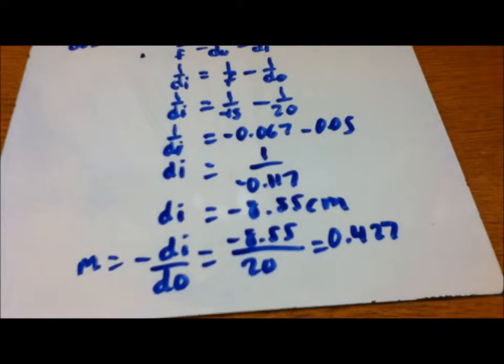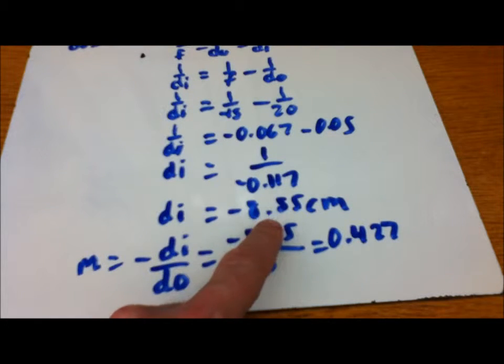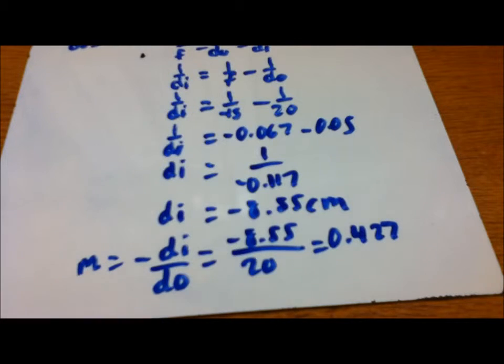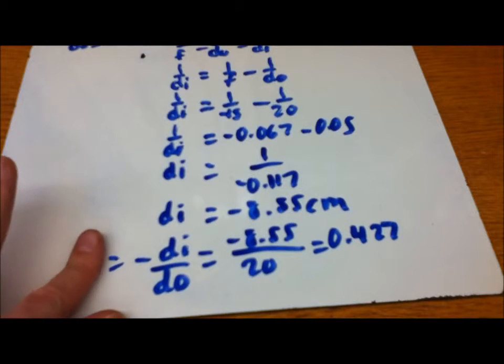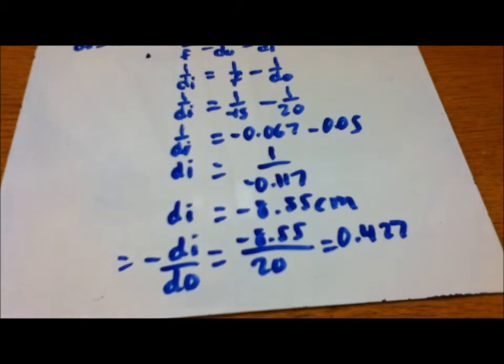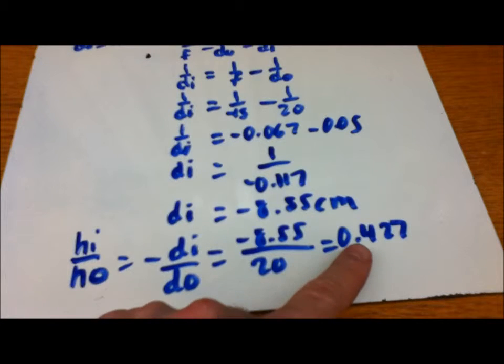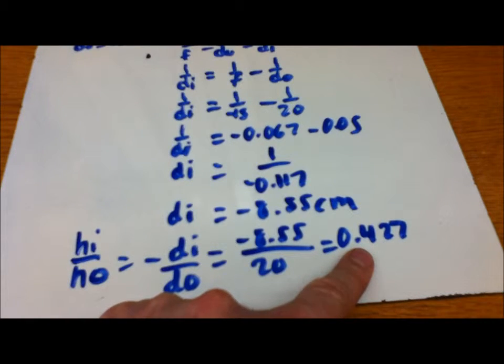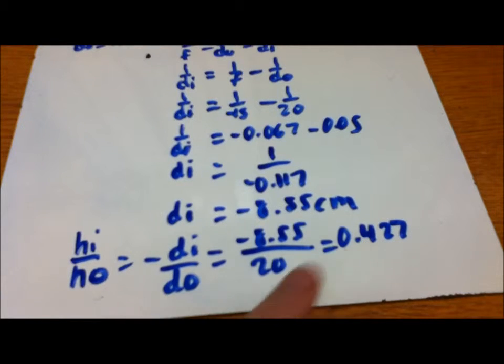Question B asks, is the image real or virtual? Well, it's virtual because our answer here, di, is a negative value. Is it upright or inverted? Well, let's back up a little bit. Remember that in our magnification equation, hi over ho equals minus di over do. And that means hi over ho gives us a positive 0.427. So the fact that we're getting a positive value would indicate that, assuming that the object is upright, then hi would have to be positive as well, which means it's upright too.